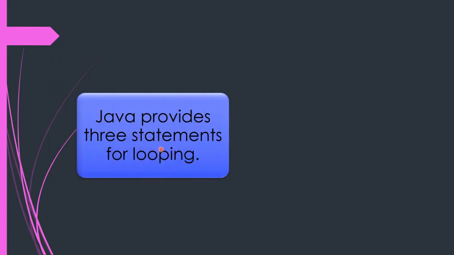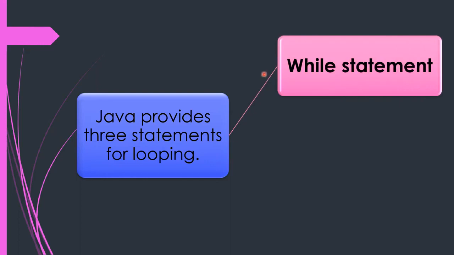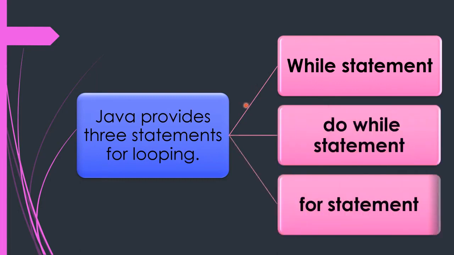Now, Java provides three statements for looping. First is the while statement. We are going to study this statement in detail today, and we will study the other two statements, do while and for, in the next video.